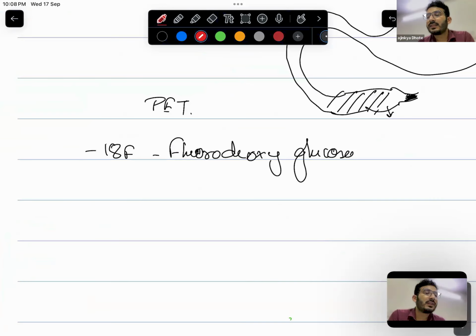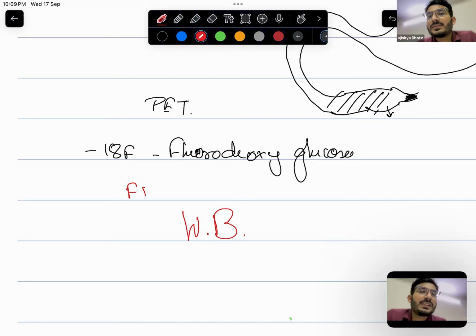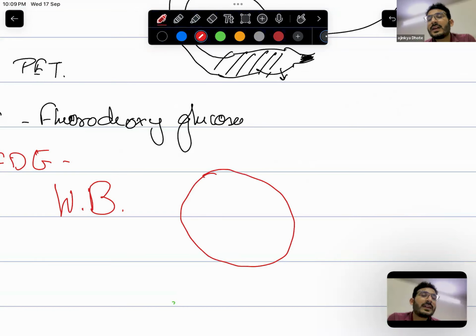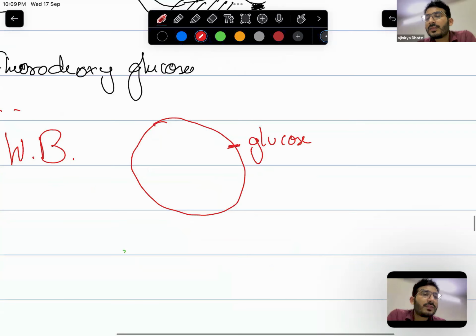Next investigation that we all know about is the PET scan. Now, PET scan is a whole body investigation. Your entire body is screened. Okay, we give something known as 18F fluorodeoxyglucose, also known as FDG, where this glucose goes in all the cells that are using glucose. Okay, but this glucose does not undergo further metabolism.